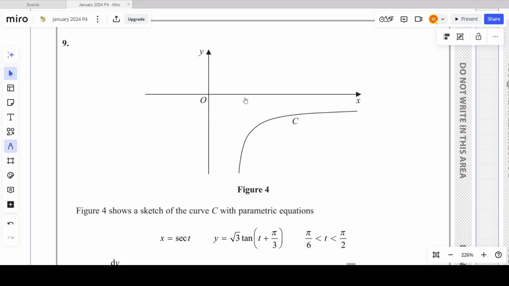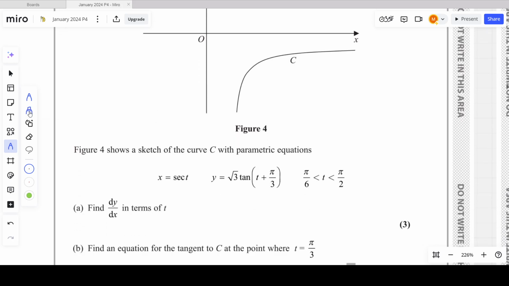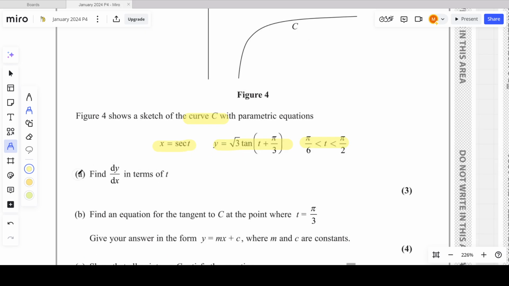There is a figure given, and on this figure a parametric curve C has been sketched. The parameters for curve C are given: x equals sec t and y equals square root of 3 tan (t plus pi over 3). The range of possible values for t is given. Now we need to find, using parametric differentiation, the derivative of this parametric curve in terms of t.